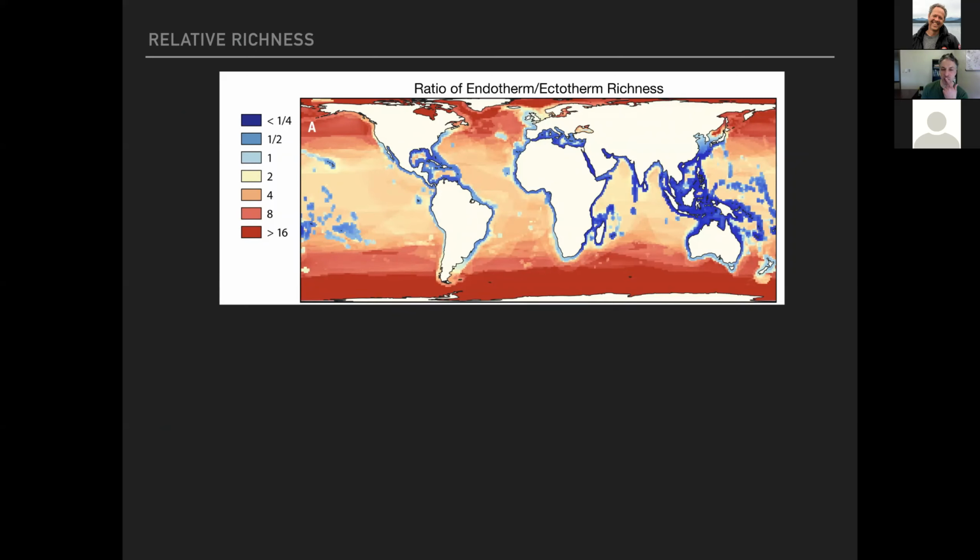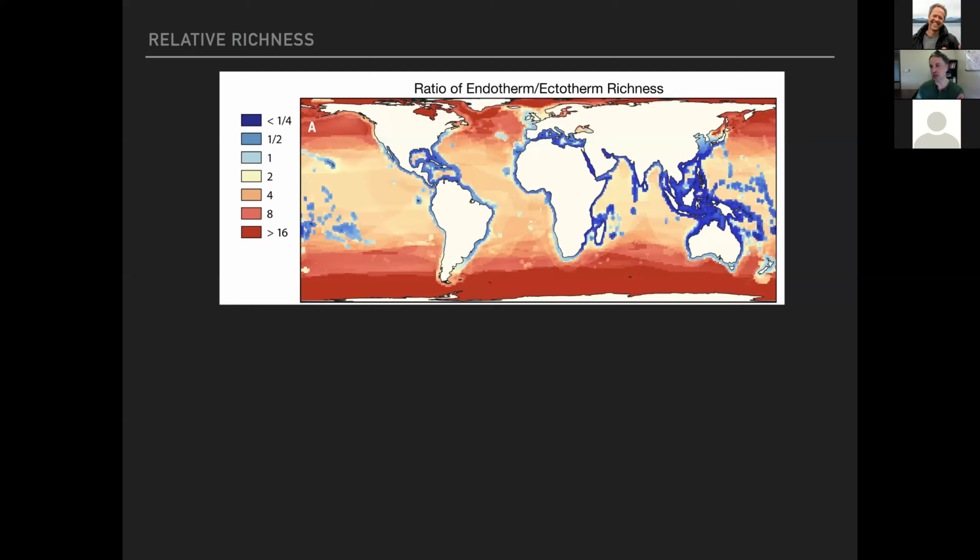Then what I wanted to do was synthesize all this diversity data and put it together. One thought I had was to overlay it as a direct comparison of what the species are doing. I took the ratio of warm-blooded to cold-blooded richness. Imagine if there are equal numbers of ectotherms and endotherms in a given 1 by 10 grid, then the value would be 1. In these dark red areas, there are 16 times more endotherms than ectotherms. In the blue areas, there are 4 times more ectotherms than endotherms.